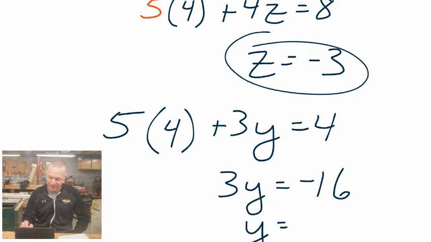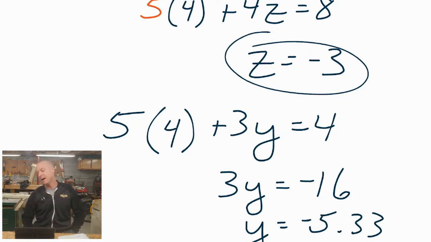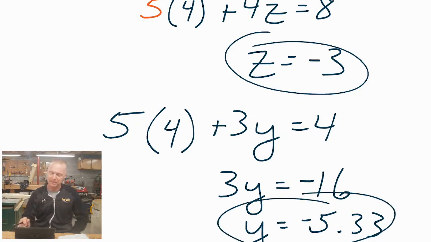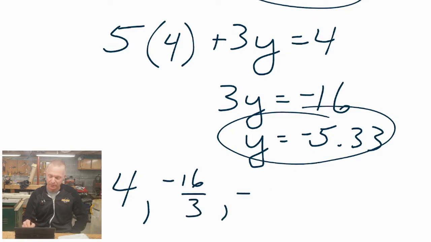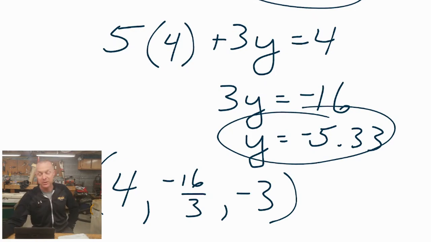Doesn't mean you're wrong. You can write it as 5 1/3. You could write it as what? 16 thirds, -16 thirds. So it looks like x equals 4, y equals -16 thirds, and z equals -3. How did you do with solving that one? If you solved it with a different method, of course, you still should get the same answers.